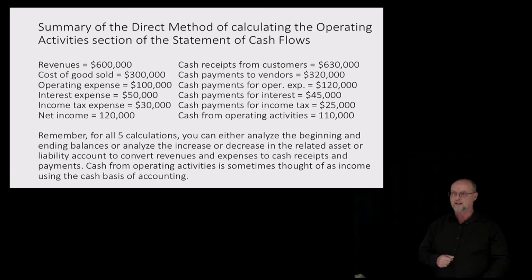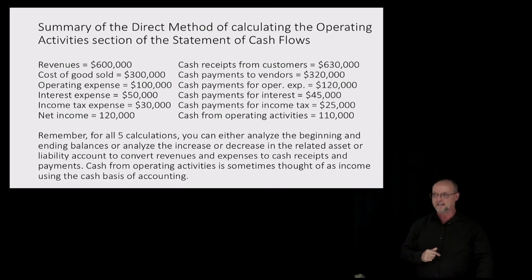Interest expense, $50,000. Cash payments for interest, $45,000. Income tax expense, $30,000. Cash payments for income tax, $25,000. And revenues minus expenses gives you net income of $120,000. Cash receipts minus all those cash payments gives you cash from operating activities of $110,000.